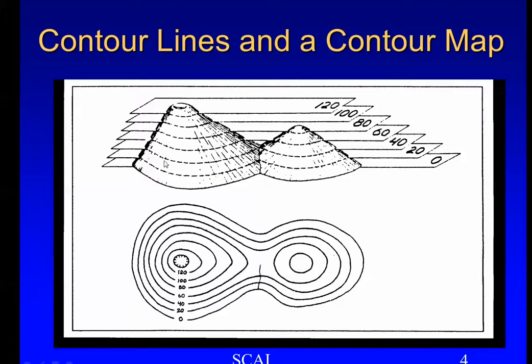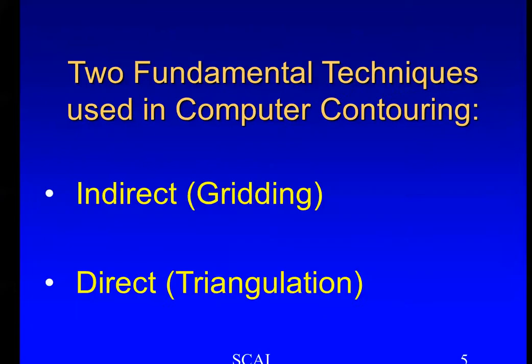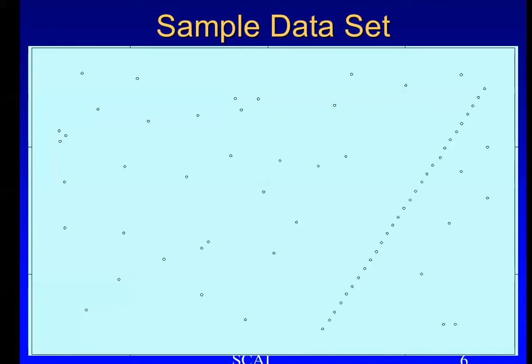So there it is in 3 dimensions. Here's our surface, and there are the parallel planes that intersect that surface, generating contour lines. And there's the contour map, all of those contour lines projected onto one surface. There are 2 fundamental techniques that computers use in making maps: indirect or gridding and direct triangulation. Here's a sample data set.